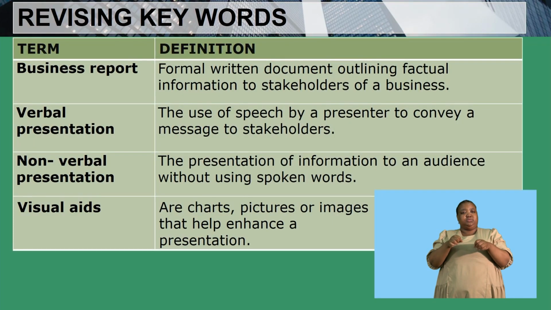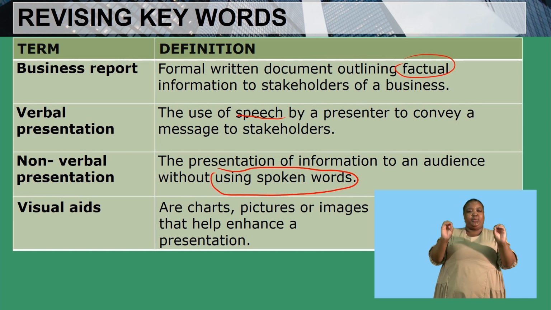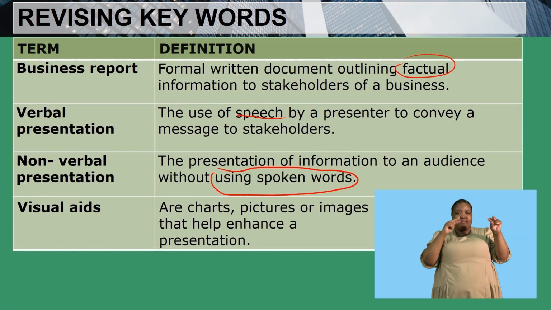Now, let us look at the revising keywords that you are going to come across in this lesson. We are going to see the word business report, which is defined as a formal written document outlining the factual information to stakeholders of a business. We have verbal presentation, which is defined as the use of speech by the presenter to convey a message to stakeholders. You then have a non-verbal presentation, which is a presentation of information to an audience without using spoken words. Lastly, we have a visual aid, which is a chart or pictures or images that help to enhance a presentation.